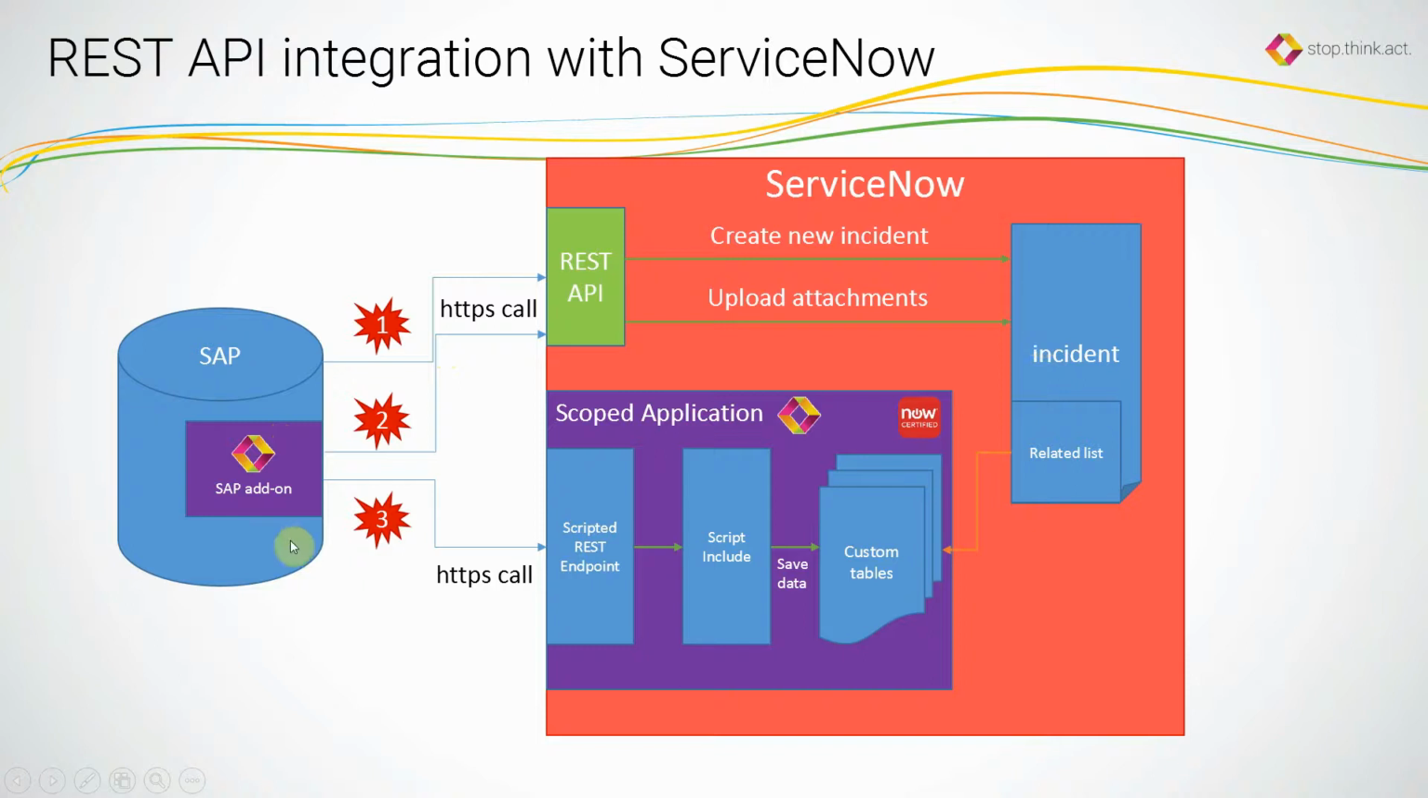The third step is optional. If you install our scoped application, then this third call will be performed, and then using a custom REST API endpoint, we will actually save all the SAP related details to custom ServiceNow tables, and then those will be visible on the incident form as related lists. And that provides extra benefits. Also, as all the data is saved to custom tables, you can build very nice dashboards on your SAP incidents.